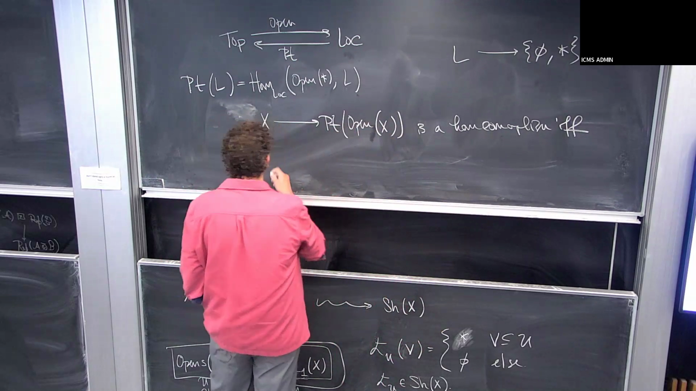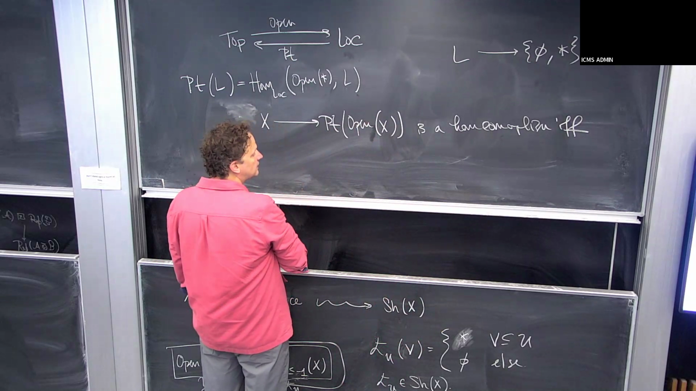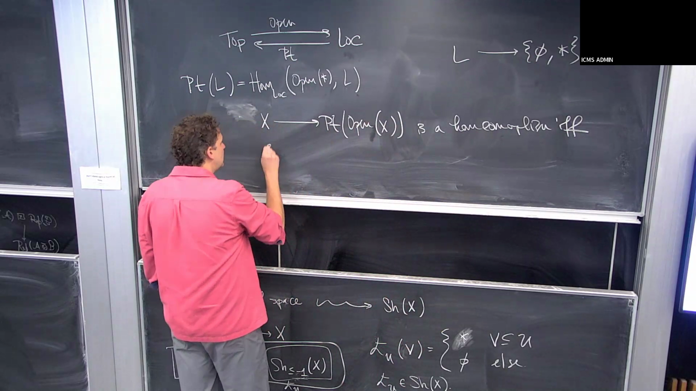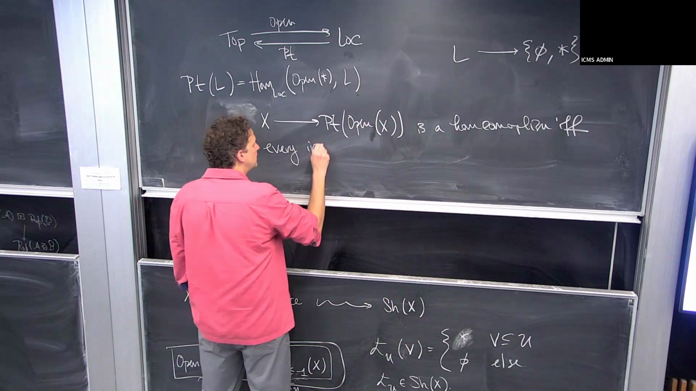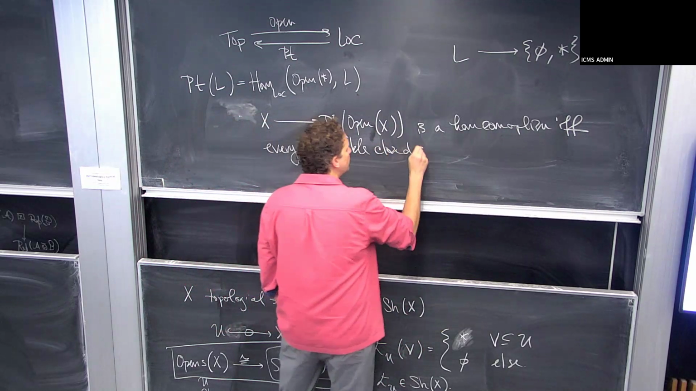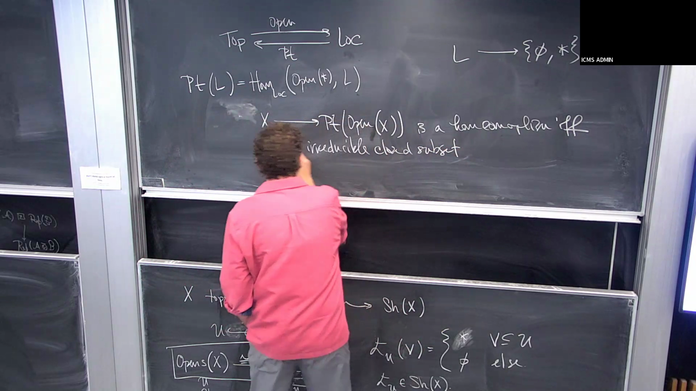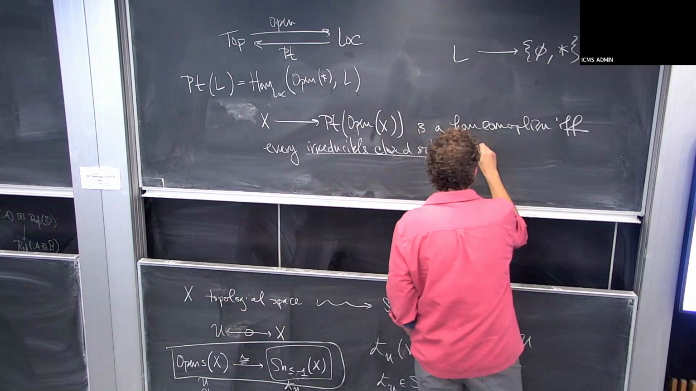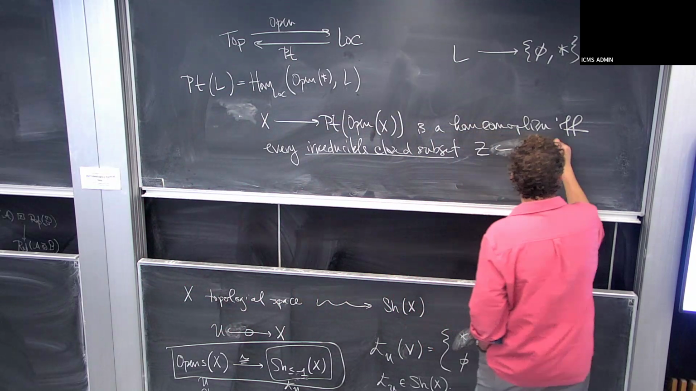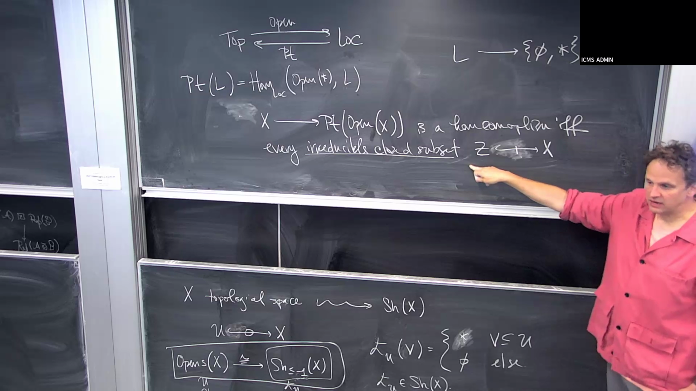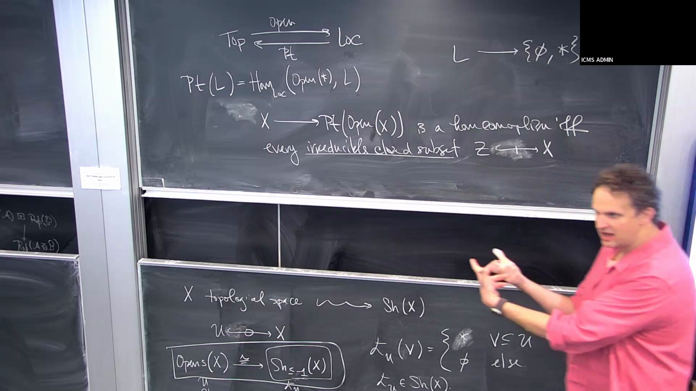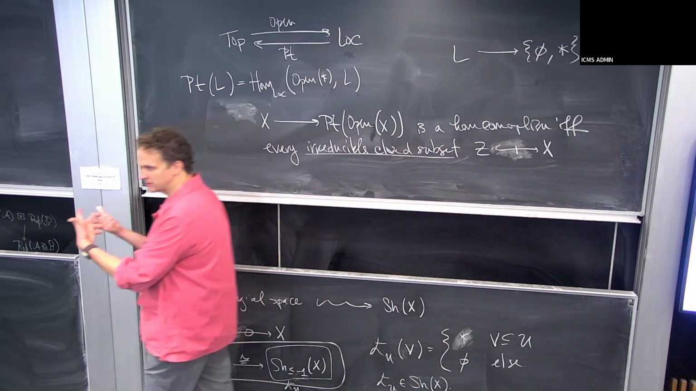And so one way to say that is, it's a homeomorphism if and only if, well, I'll say it like this: every irreducible closed subset Z of X. So what does irreducible mean? Irreducible means that it's non-empty, and you can't write it in an interesting way as a union of two smaller closed subsets.